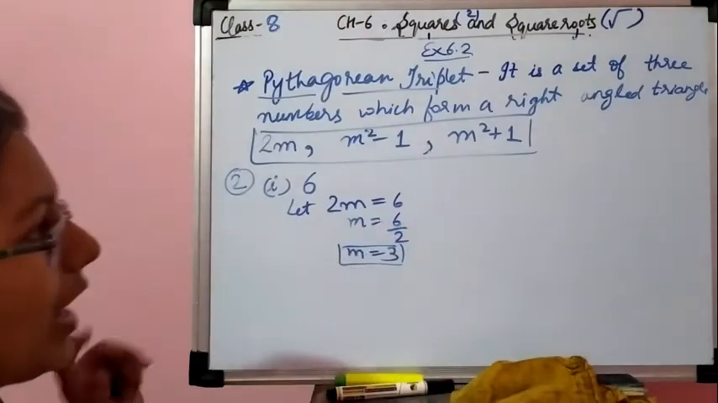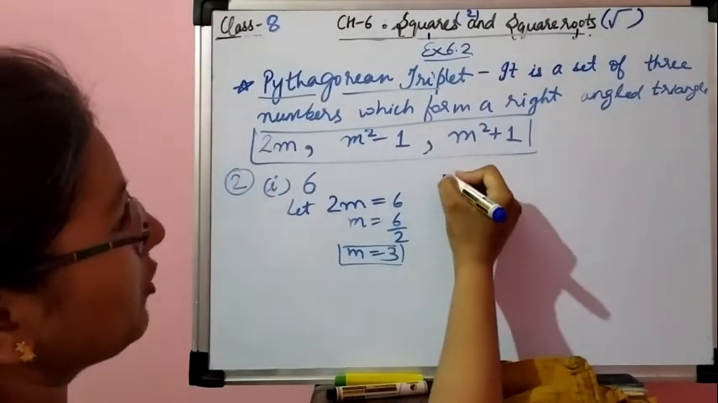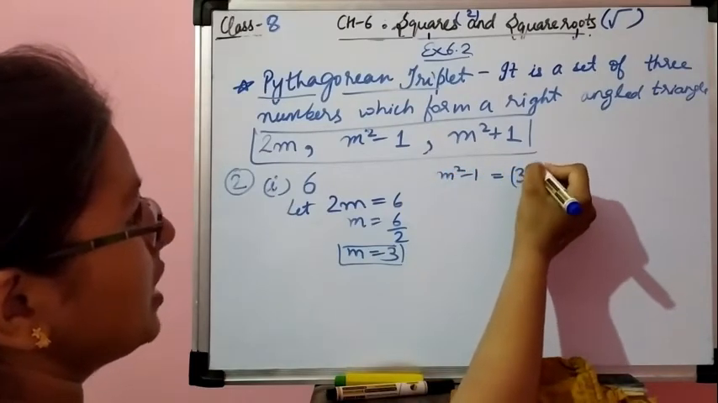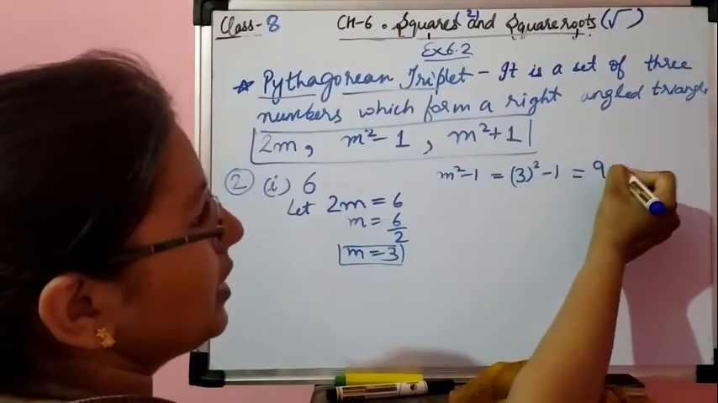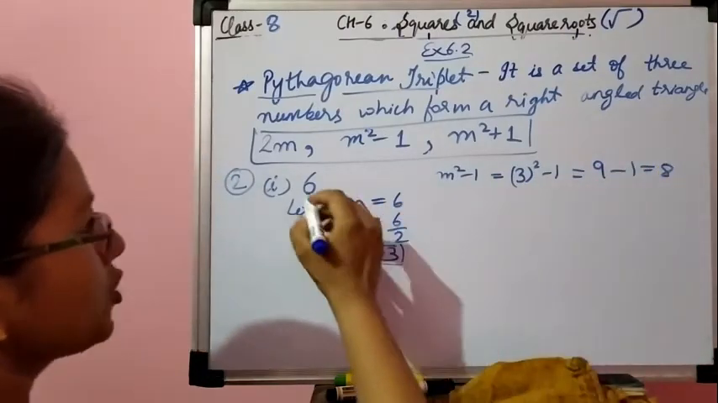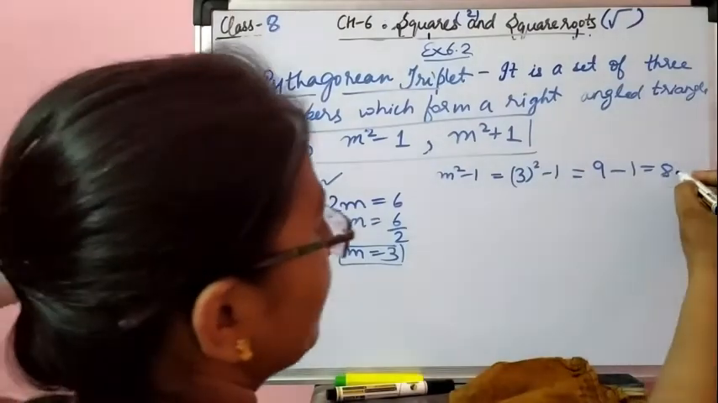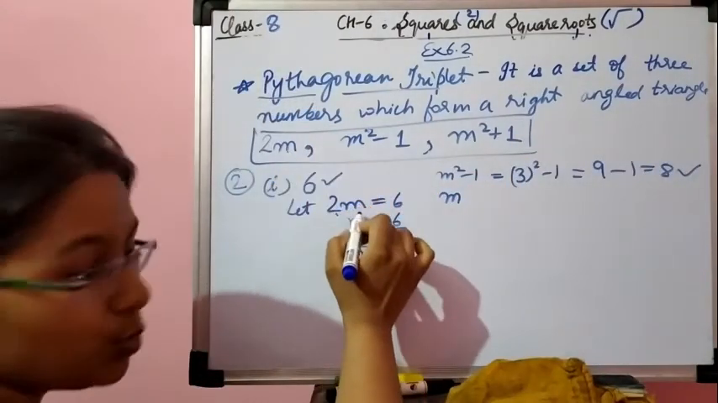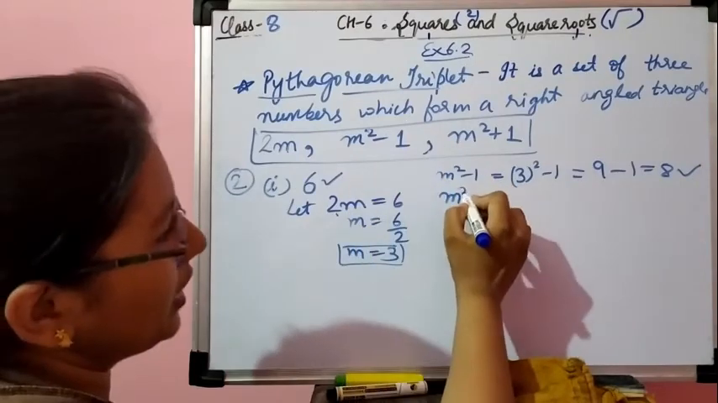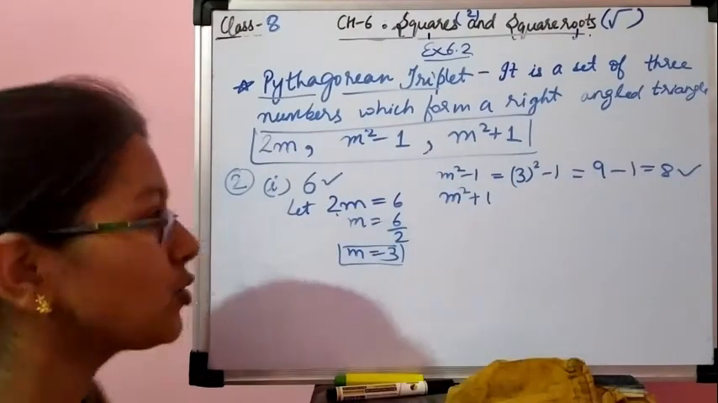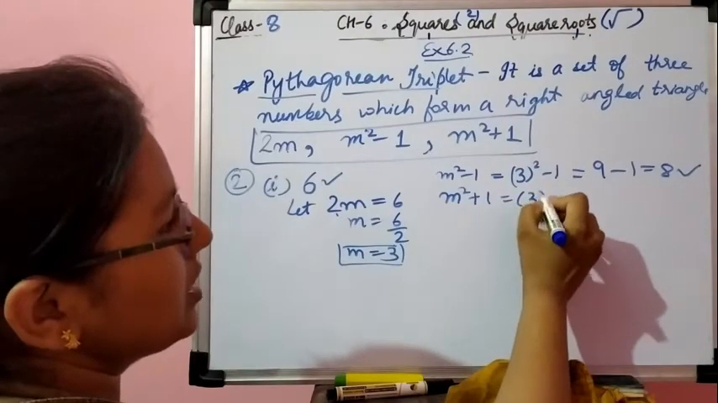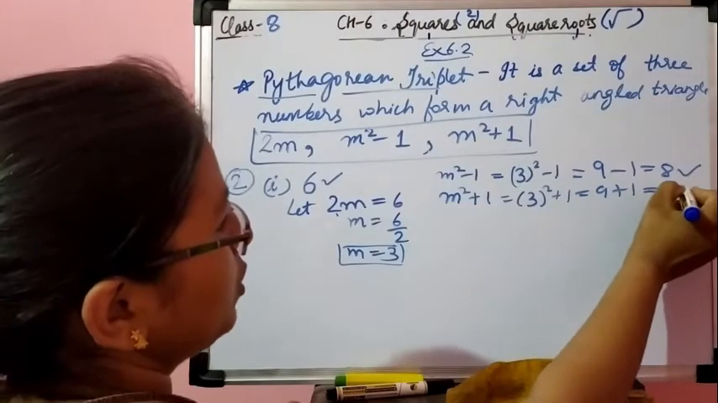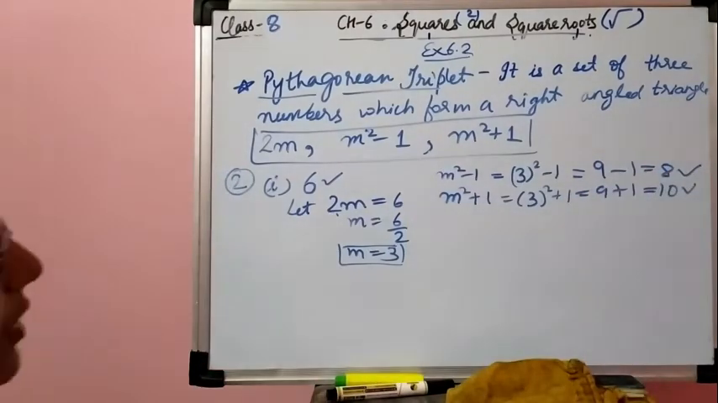Now if m is coming 3, then what will be the other member? m square minus 1 means 3 square minus 1. 9 minus 1 is equal to 8. So one member was 6, another member is 8. I have taken the first member as 2m, the second member we have found, and the third one is m square plus 1. That is 3 square plus 1. So 9 plus 1, which is equal to 10. So three members we have found out.